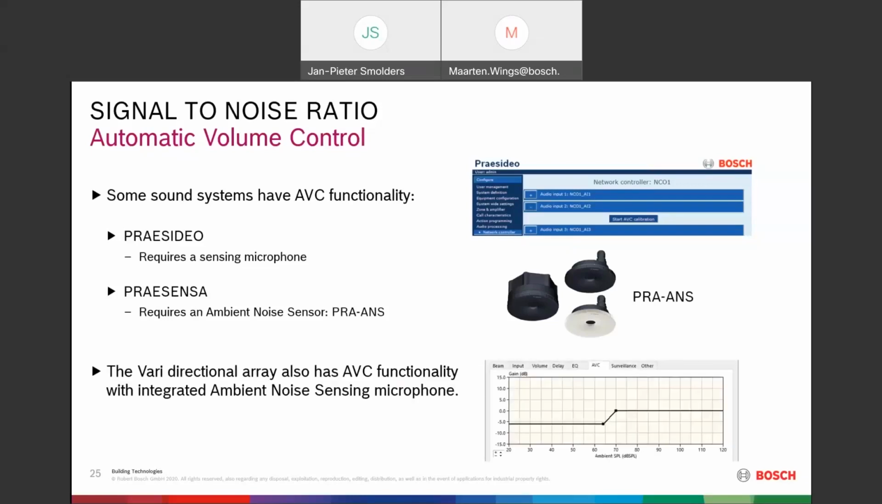There's also a loudspeaker that has AVC functionality inside. The Vari directional array has this. It has a sensing microphone on the front of the loudspeaker, and you can set the levels also in the configuration software, like you see here on the right.